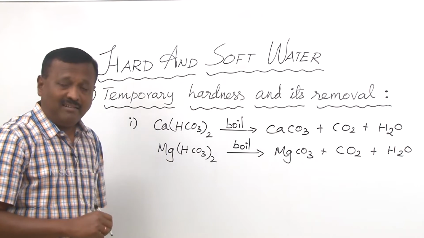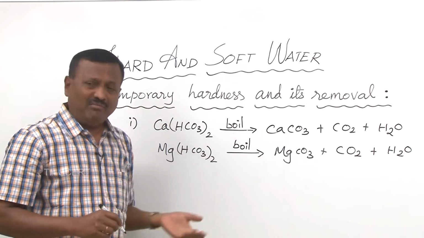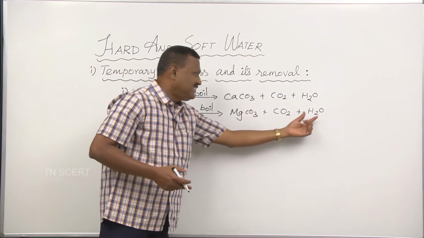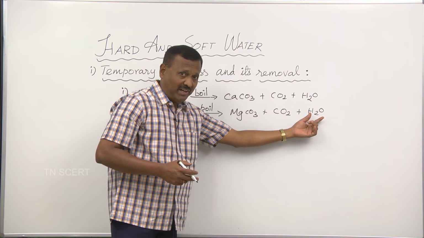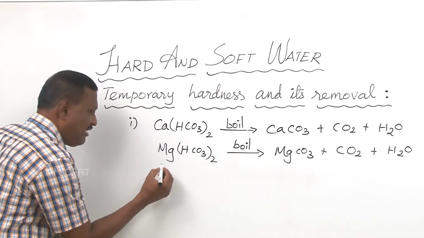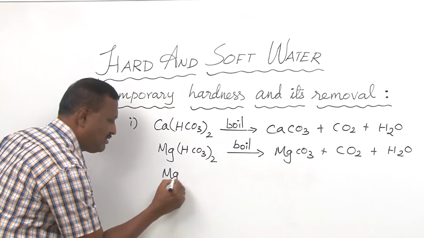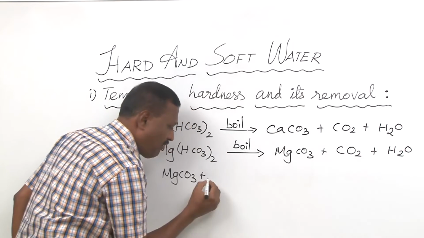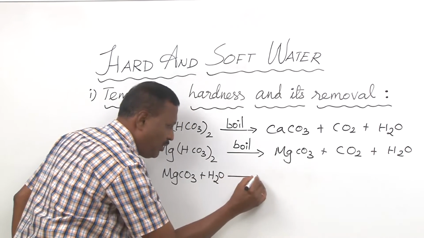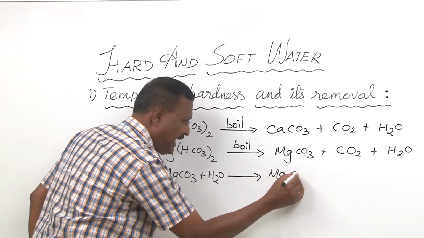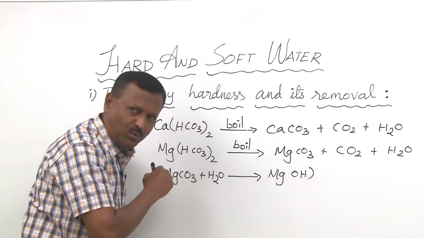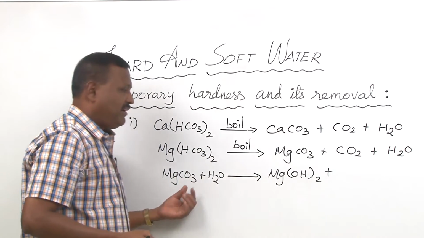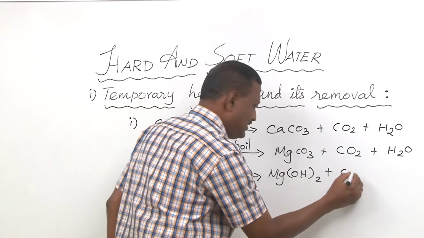And this second equation proceeds further. Magnesium carbonate, MgCO3, undergoes a hydrolysis reaction by the action of this byproduct water, H2O, to form magnesium hydroxide, Mg(OH)2, plus carbonate liberates carbon dioxide gas.